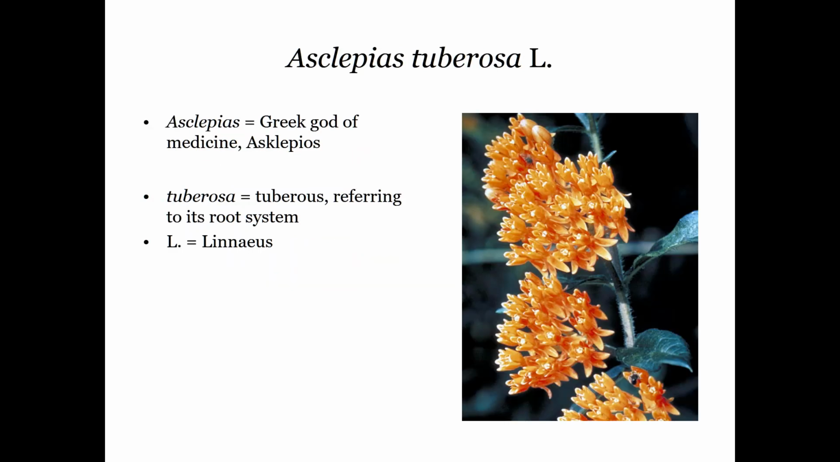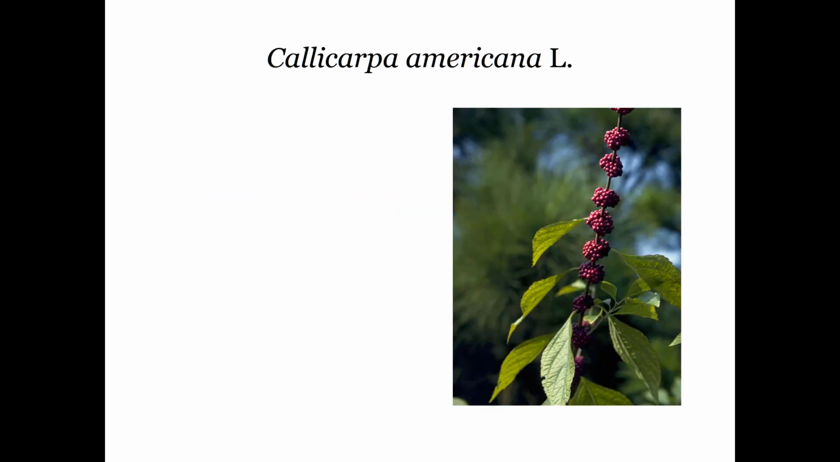Here's another one that's really interesting that you might get to see later on in the season, Asclepias tuberosa, again described by Linnaeus. That's what that little L means. So Asclepias is the Greek god of medicine, Asclepios. Tuberosa means tubiferous, which refers to the root system, and again, Linnaeus is the authority there.